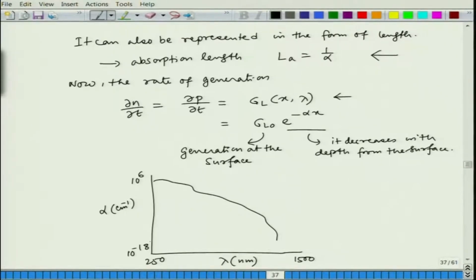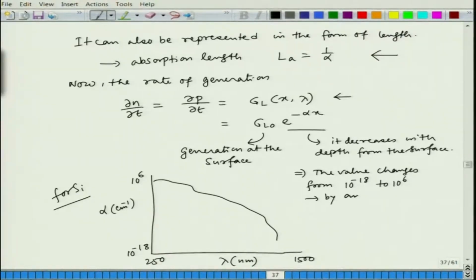So, the value changes between 10 to the power minus 18 to 10 to the power 6. That means, this is for silicon. Okay. So, the value changes from 10 to the power minus 18 to 10 to the power 6. So, by an order of magnitude, or rather by 24 orders of magnitude, is not it? So, that is a huge change.